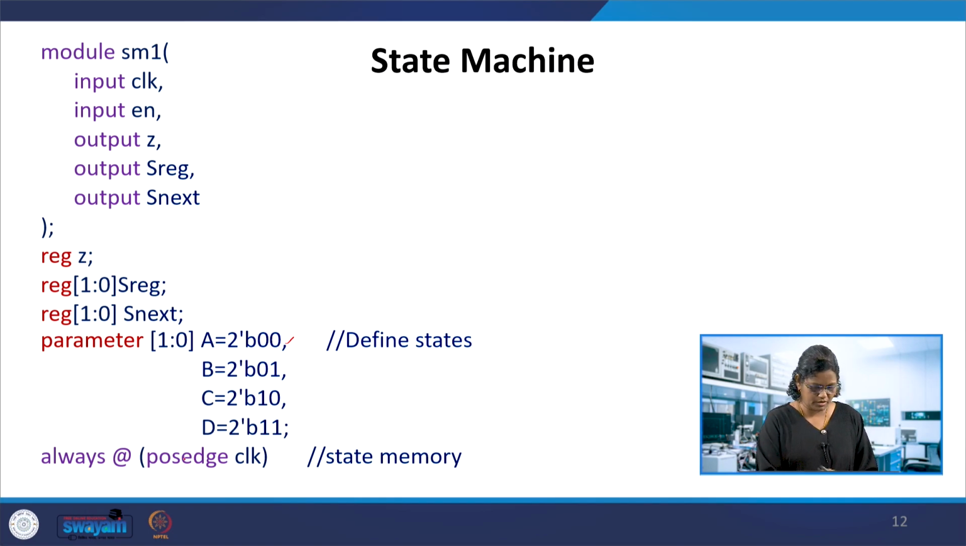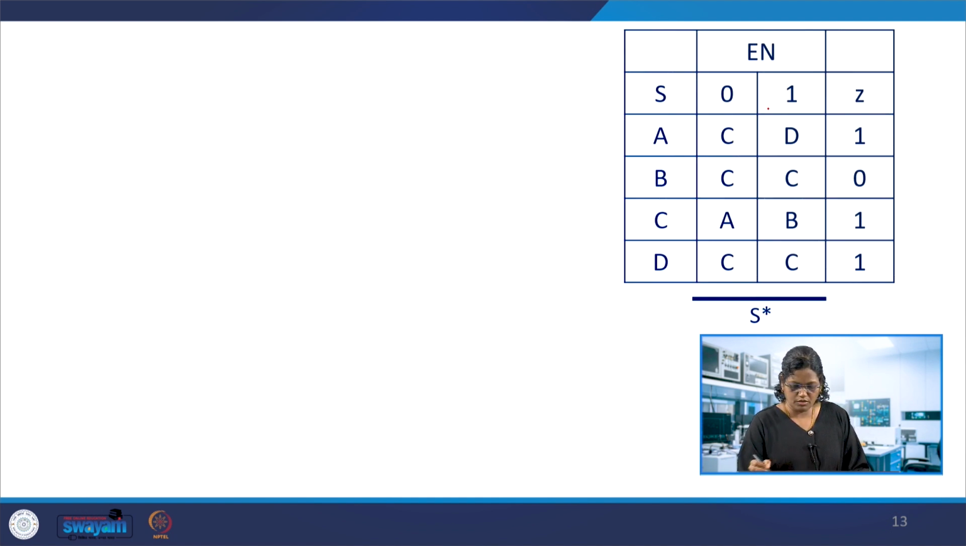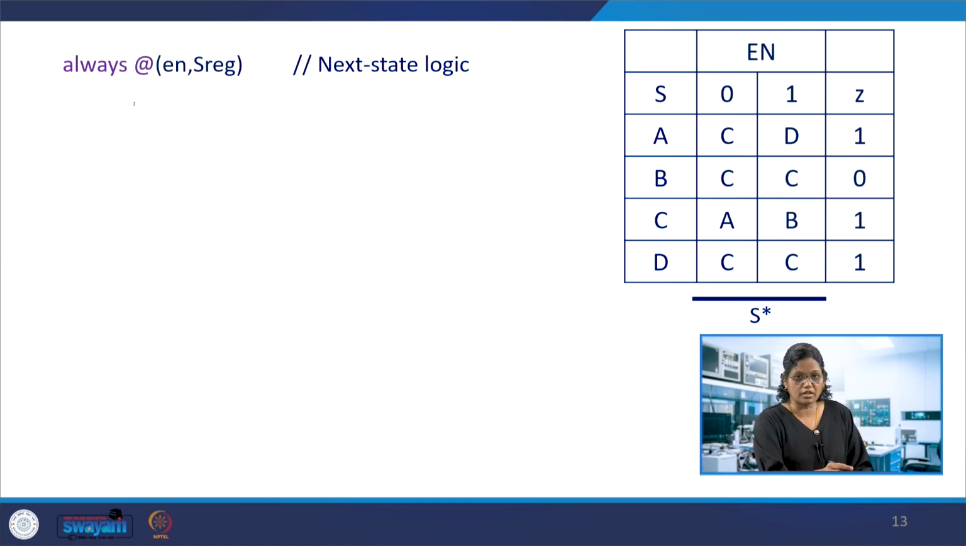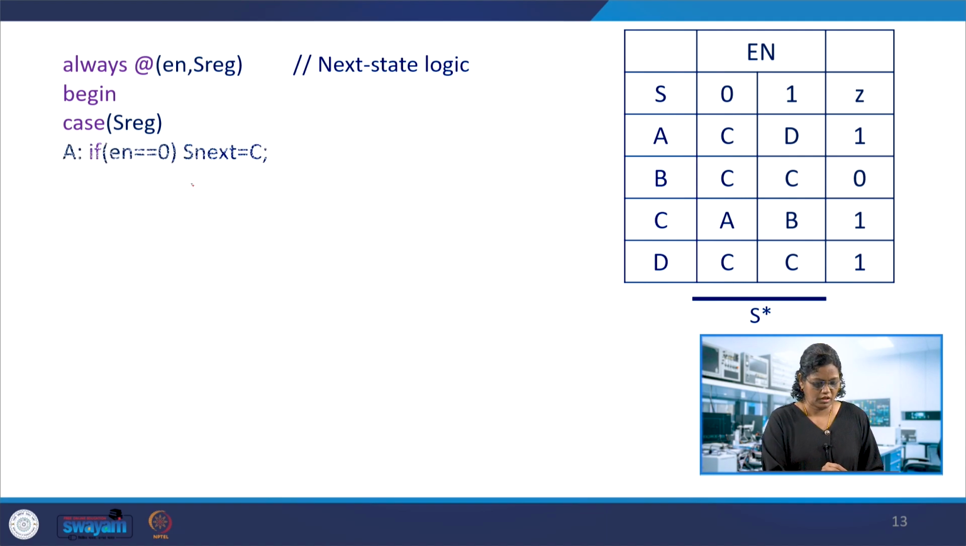For the state memory, always at passage of the clock, SREG gets SNext. So here, always at passage of the clock, SNext is assigned to SREG with a non-blocking assignment. This is the state memory, and the next always block uses this table for writing the next state logic. Always at the rate, the next state logic inputs are enable and SREG. So begin case SREG.